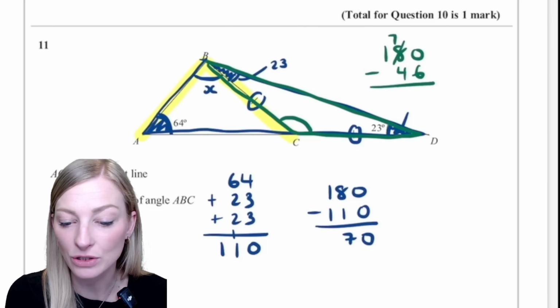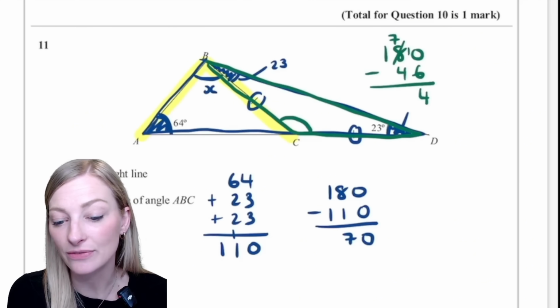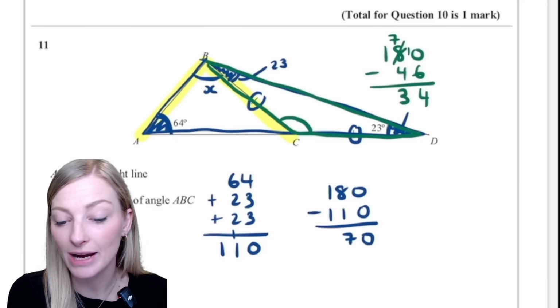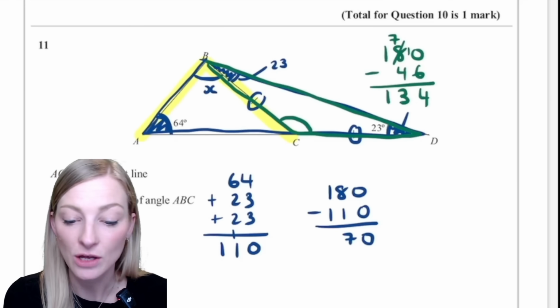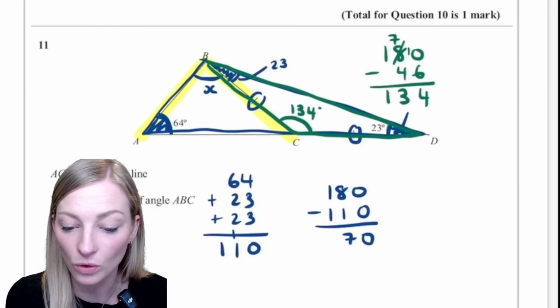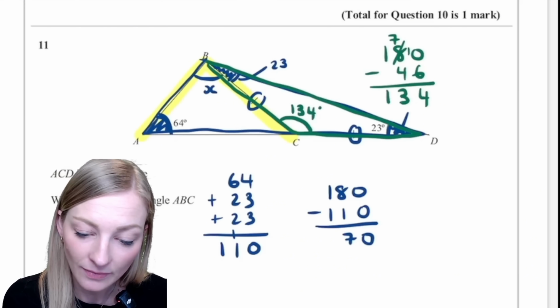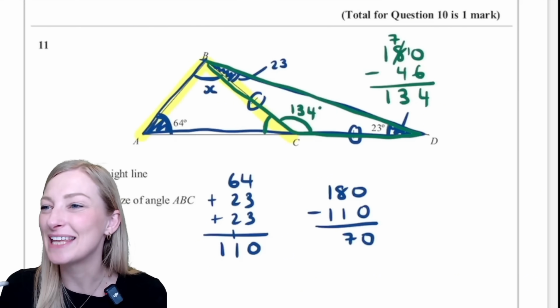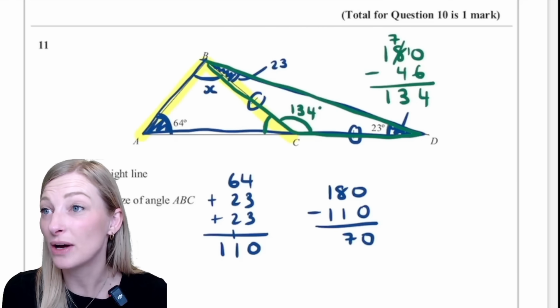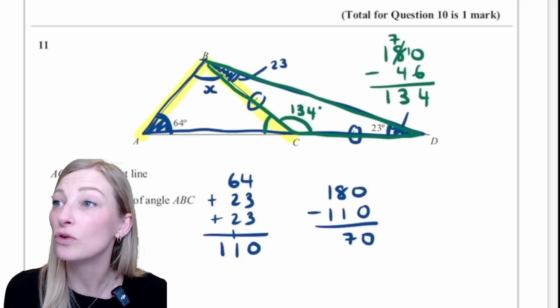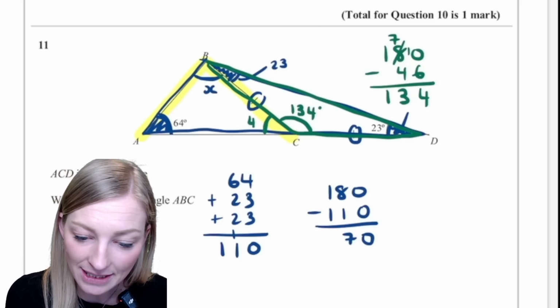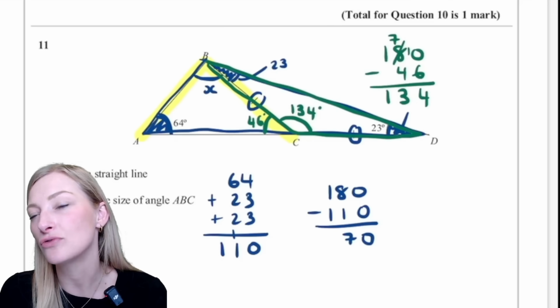Now here we've got more on the floor. Let's borrow from next door. 10 take 6 is 4. 7 take 4 is 3. And then we just have a 1 there. So 134 degrees for that one. Then this one, because they're on a straight line, needs to add up to 180. So 134, we know that 46 needs to add with that to make 180.